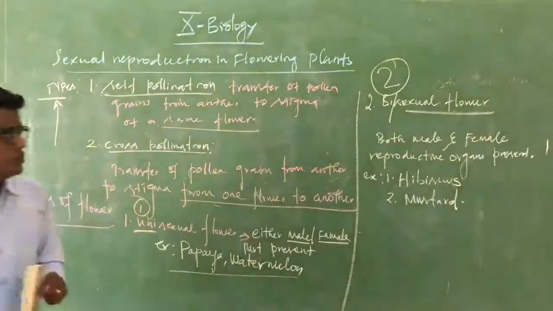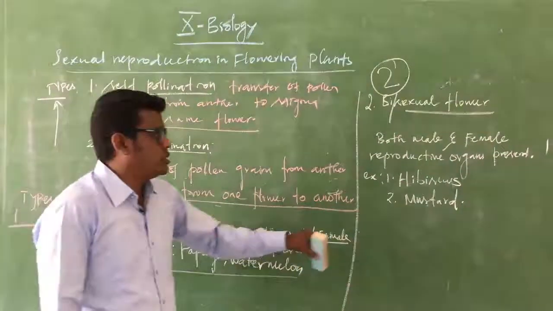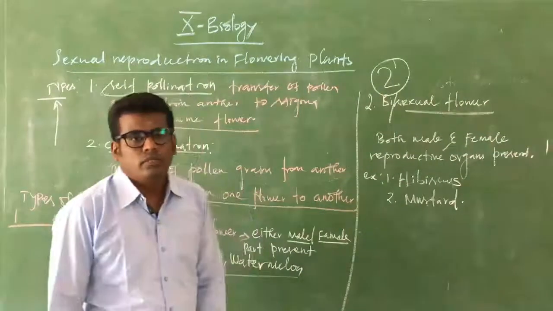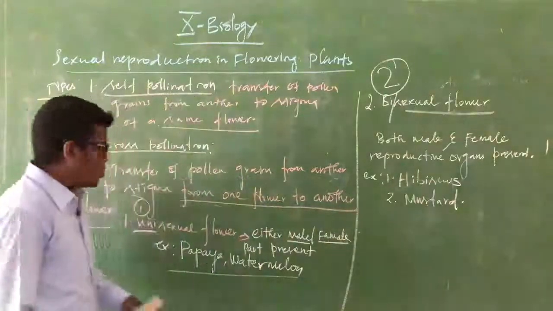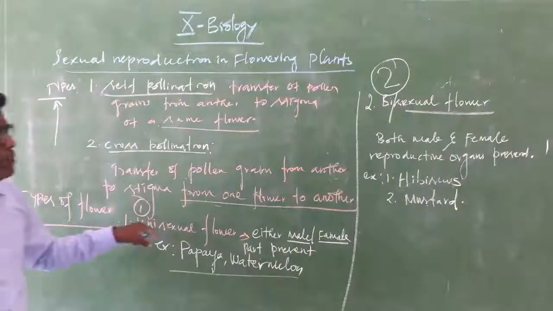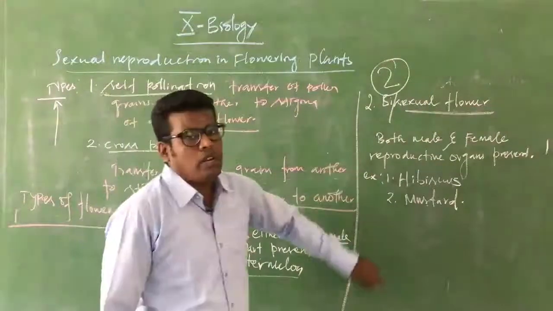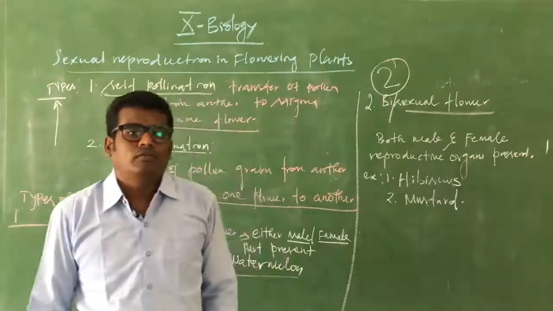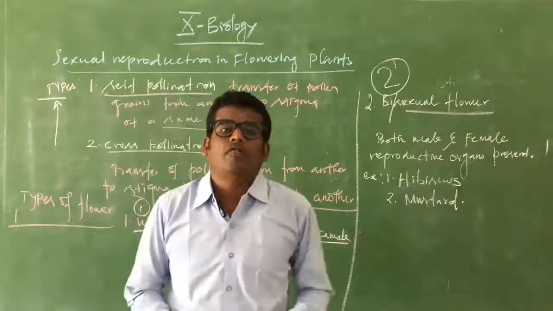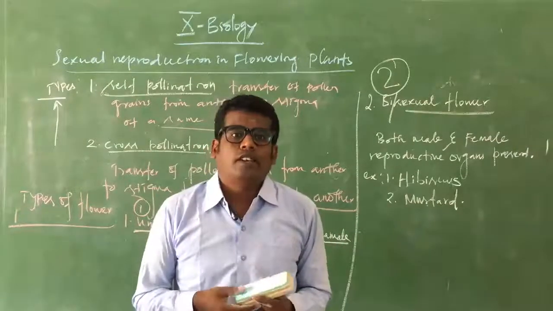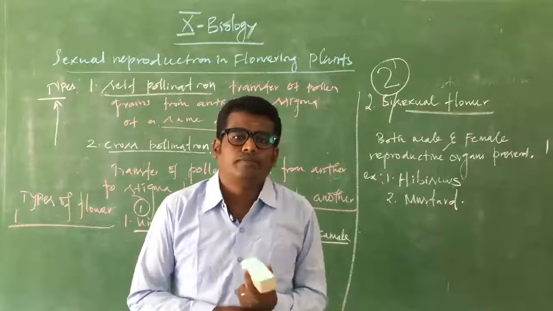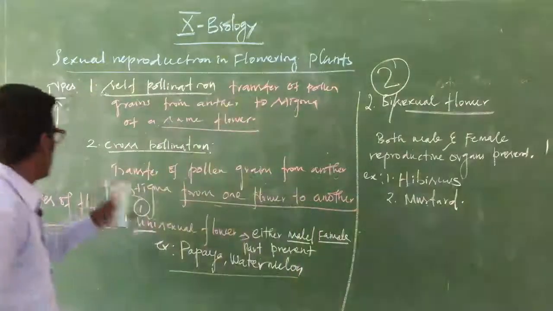Mustard. Okay, hibiscus and mustard. So, these are examples for the bisexual flower. The question will come: differentiate between the unisexual flower and the bisexual flower, or define unisexual flower with example, define bisexual flower with example. Like that the question will arise.